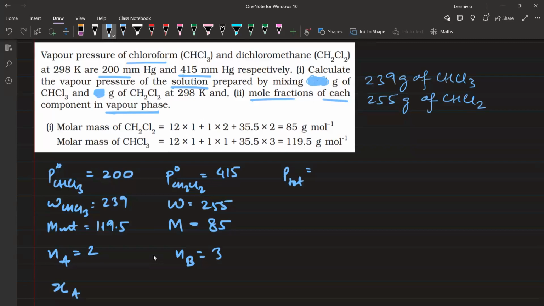3. Okay, if you got 3 then it is clear. Mole fraction of A will be equal to 2 by 5. Right? You were saying 2 by 5, right? Yes, sir. 2 by 5. Okay.